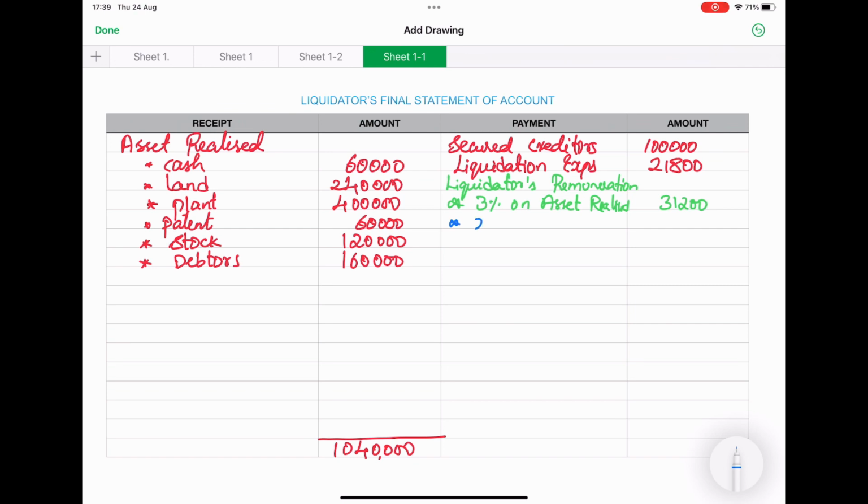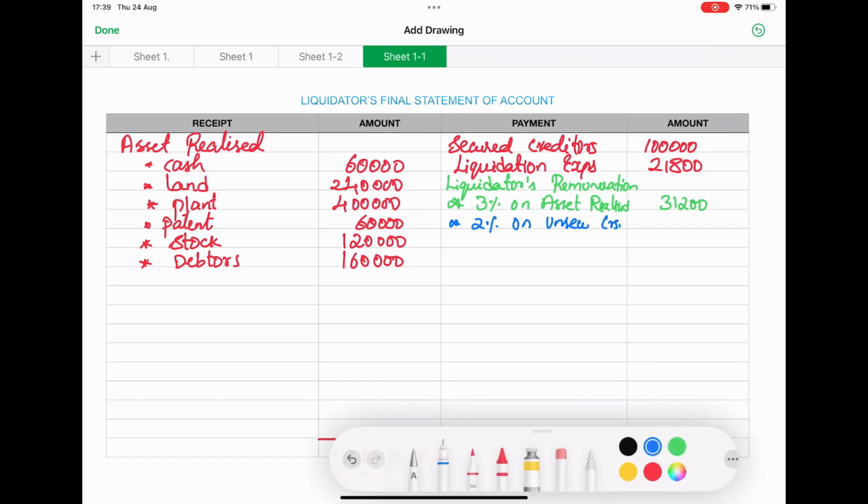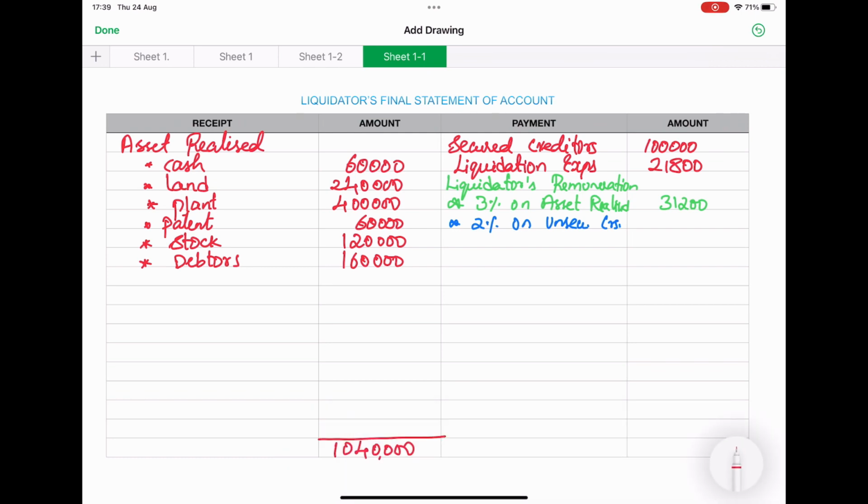Next we have 2% on unsecured creditors. So the value of unsecured creditors will be calculated later. Let us see whether the unsecured creditor is going to get the full value. Okay, so we'll wait for a moment. Next, we have paid to secured creditors, we have paid liquidation expenditures, and in liquidation remuneration one part we have already paid. Now we are going to pay the debenture holders. Debenture holders, how much? 5% debenture.